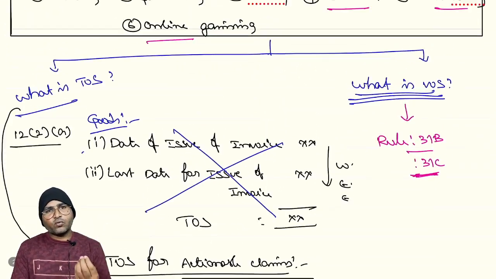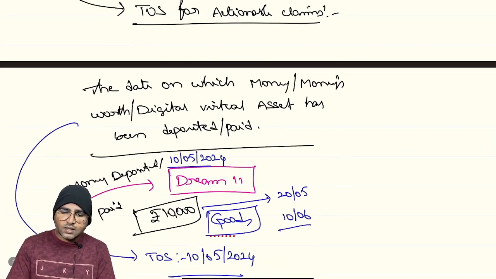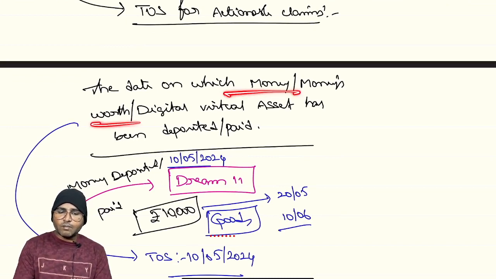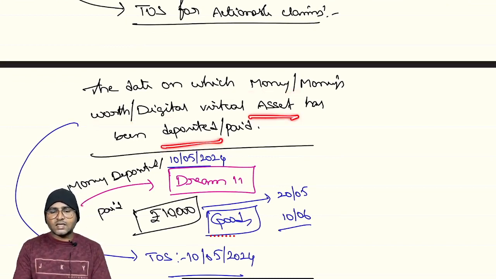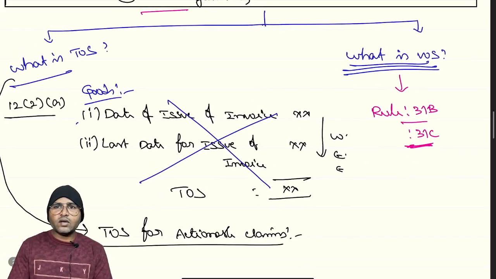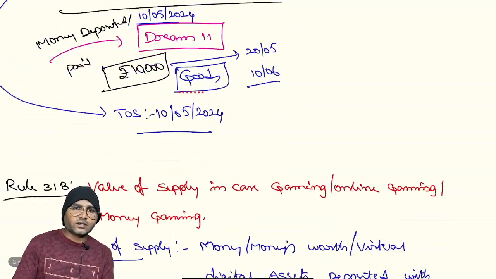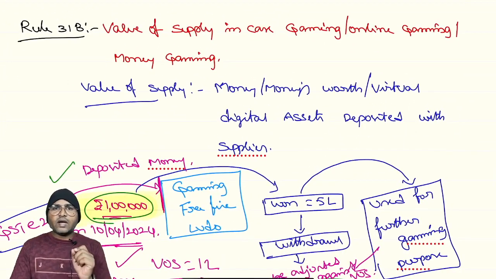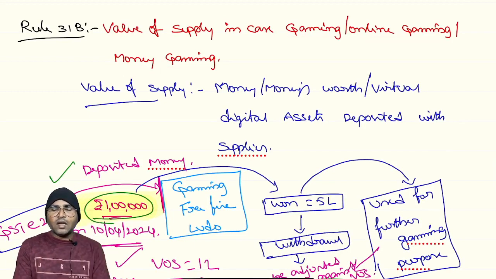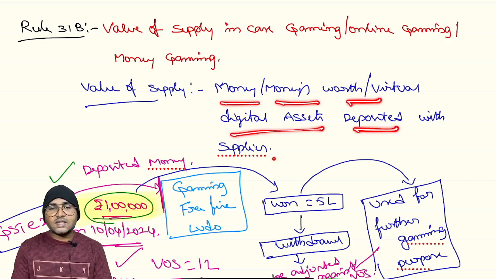What is the rate of GST? 28%. Then what is the time of supply and what is the value of supply? The time of supply concerns the date on which such money or money's worth or digital virtual asset has been deposited or paid. And what is the value of supply? For that purpose, Rule 31B and Rule 31C have been inserted. By referring to Rule 31B, the value of supply in case of online money gaming will be money or money's worth or virtual digital asset deposited with the supplier.